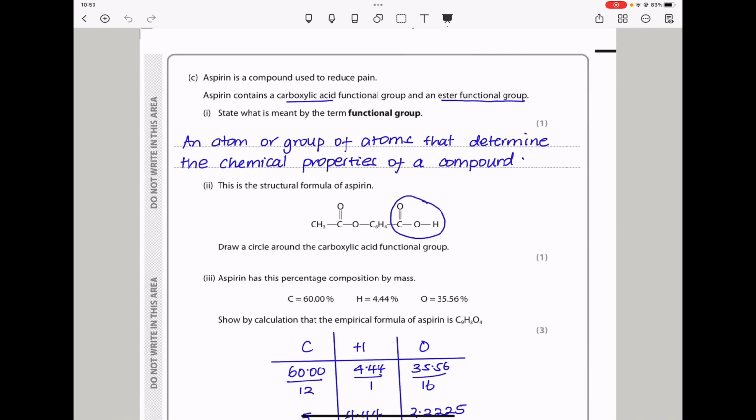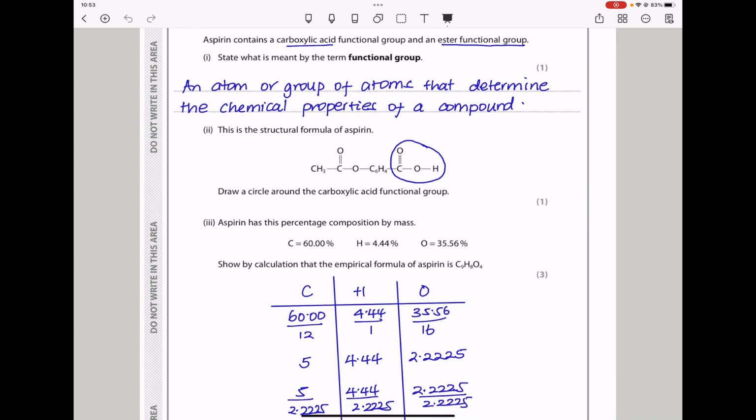Moving on. In part C, aspirin is a compound used to reduce pain. Aspirin contains a carboxylic acid functional group and an ester functional group. State what is meant by the term functional group. A functional group is an atom or group of atoms that determine the chemical properties of a specific compound.